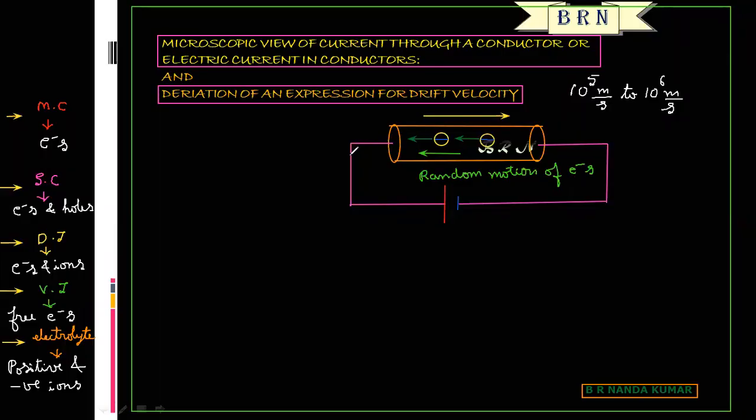Now one end of the conductor is connected to the positive terminal of the battery, and the other end of the conductor is connected to the negative terminal of the battery. So immediately an electric field is set up across the conductor. Okay, this is the potential difference. Let us consider L to be the length of the conductor. So what amount of electric field is set up across the conductor? E is equal to V divided by L, where V means the potential difference across the ends of the conductor.